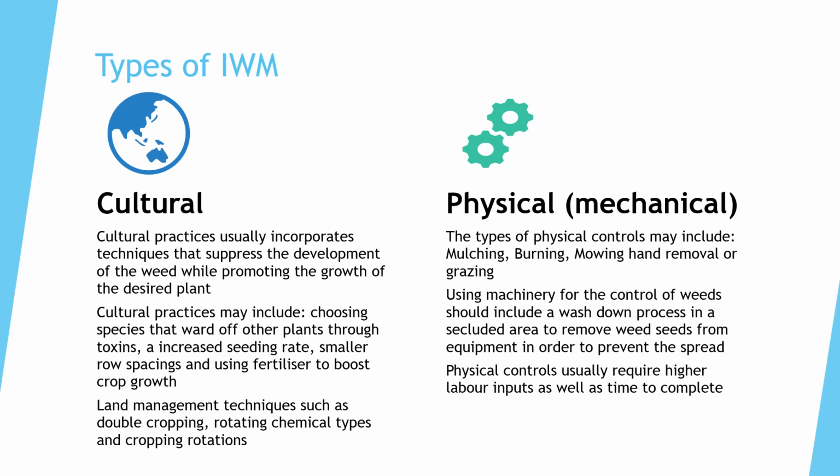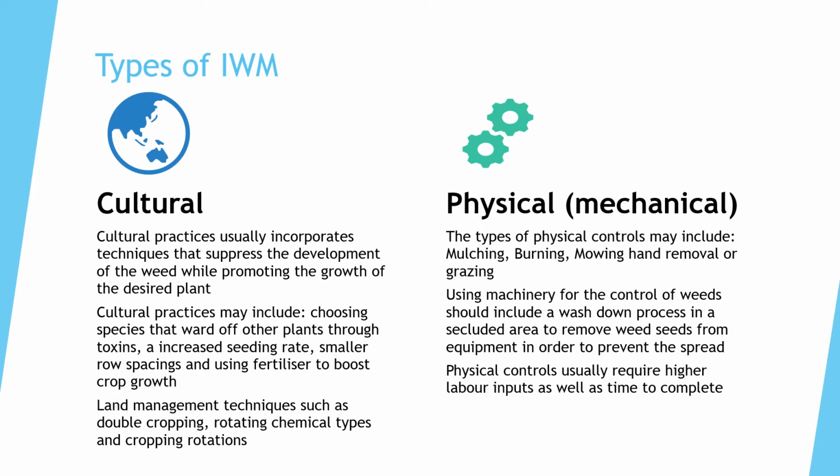Cultural practices may be completed through the encouragement of practices such as the use of fertilizer to boost the crop's growth in early development, increasing the seeding rate of the intended crop, or even through changing to smaller row spacings to limit the sunlight exposure to the weeds. Another method used is planting other species to ward off weeds through their toxins.